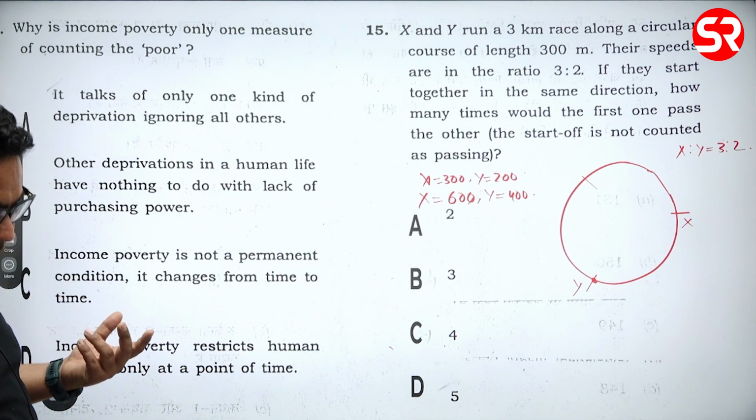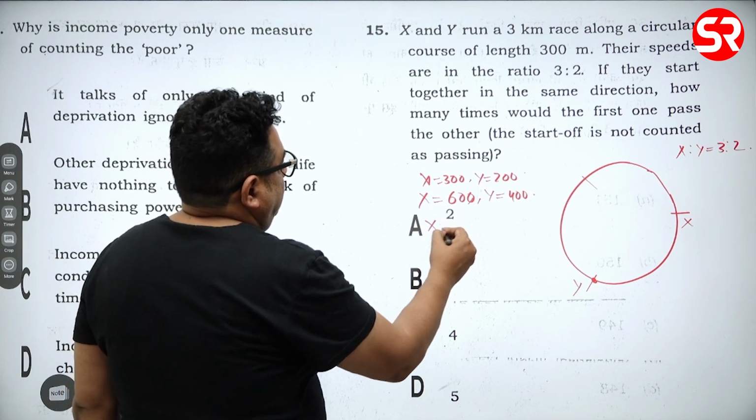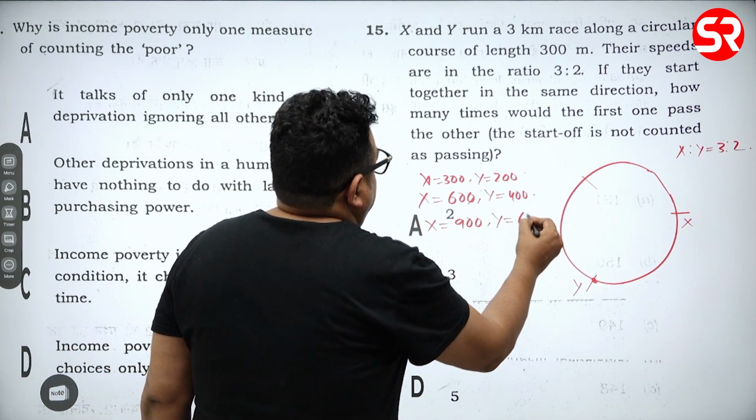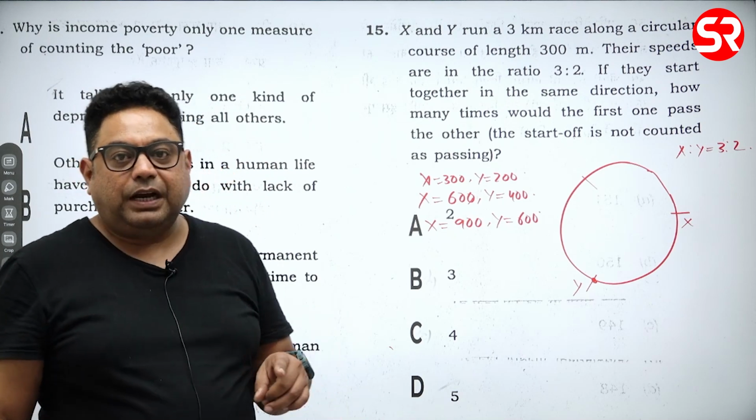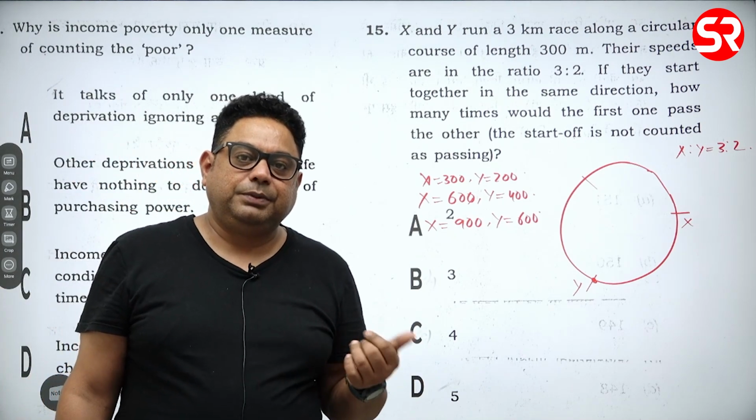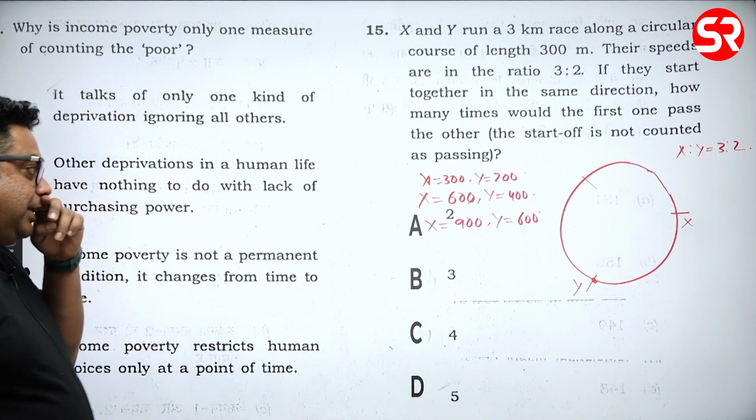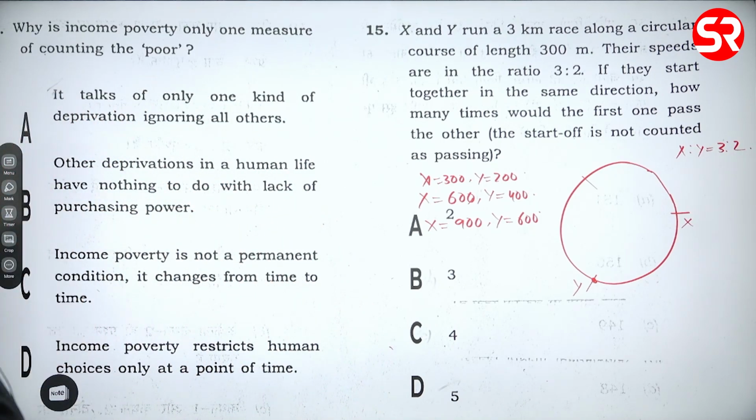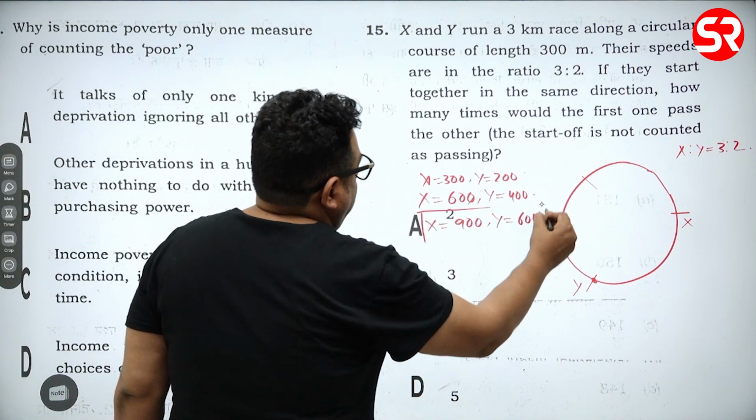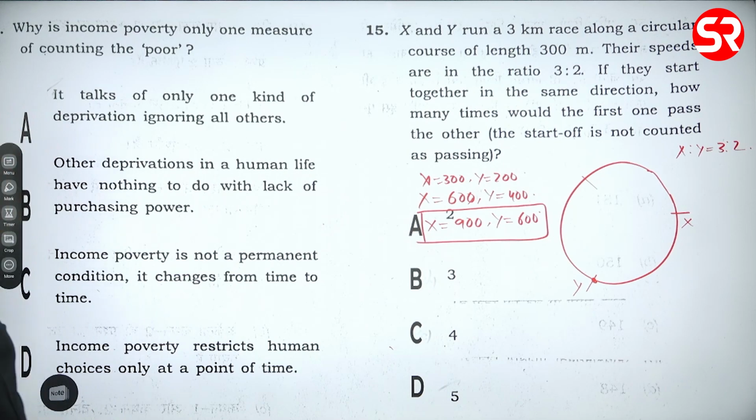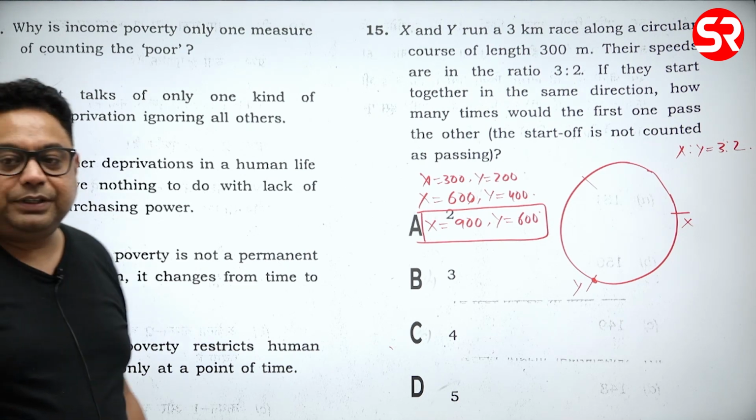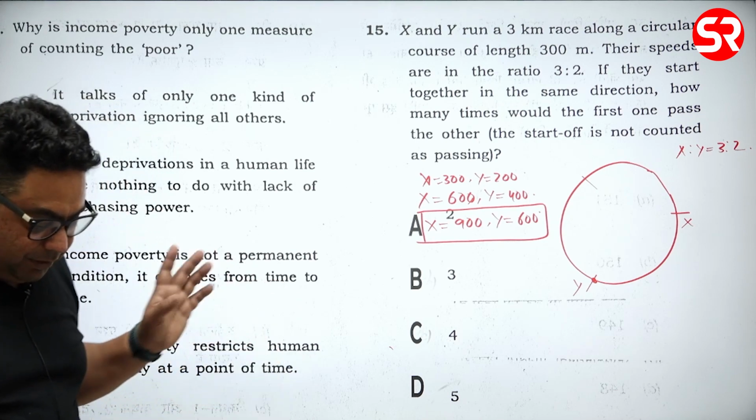So 600, and when I say X is equal to 900, your Y is equal to 600. Again they have crossed. So starting point is not a concern. Definitely they are going to meet at the starting point. Now this is important because this case, X is equal to 900 and Y is equal to 600, is a starting point case, isn't it? So this won't be counted, isn't it?